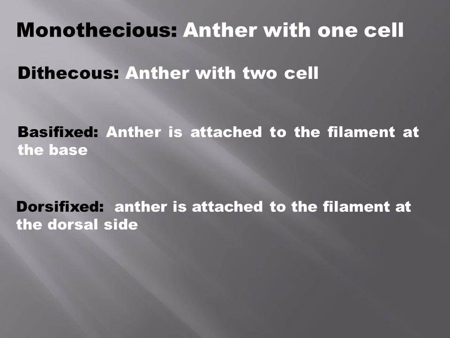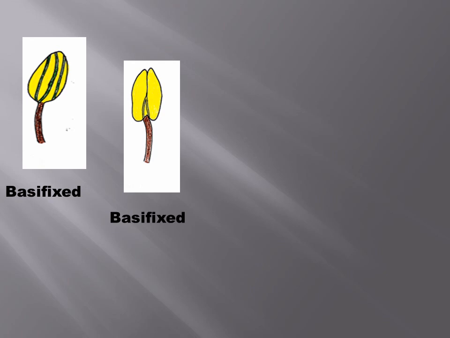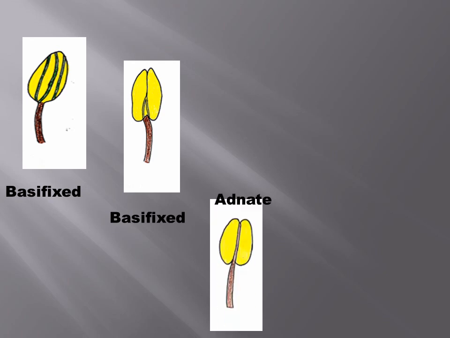And then dorsifixed. Anther is attached to the filament at the dorsal side. Dorsi means dorsal side. Basi means base. So the difference between the basifixed and dorsifixed stamen is that in basifixed the anther is attached to the base of the filament, while in the dorsifixed the anther is attached to the filament at the dorsal side. Here you can see the different types. These are the basifixed, attached to the base, and they are also connected to the connective tissues.